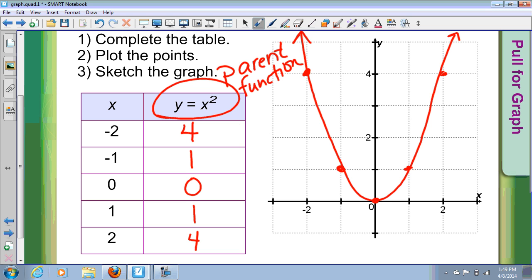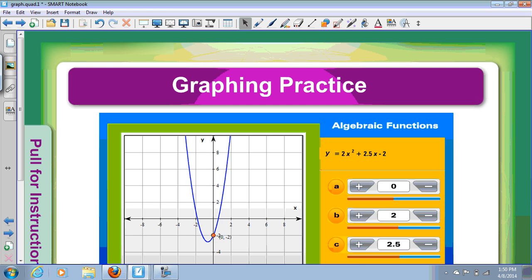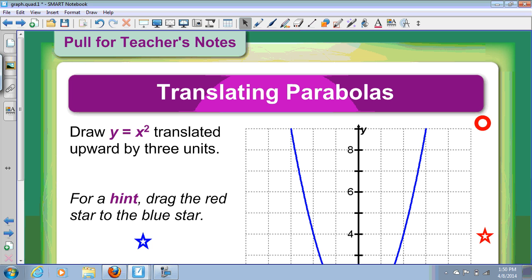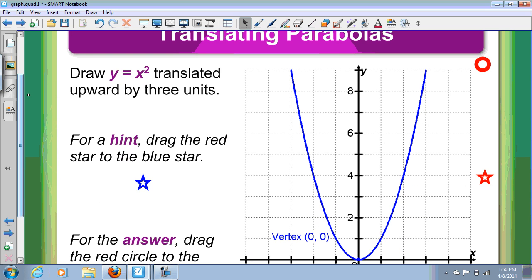We're going to talk about equations where we're going to have y equals x squared plus 3. And how is that different from y equals x squared? Or y equals the quantity x minus 2 squared plus 1. And how does that compare to the parent function? So just remember how you have your parent graph, and we'll move from there. Okay? So let's move on, and let's look at translating this.